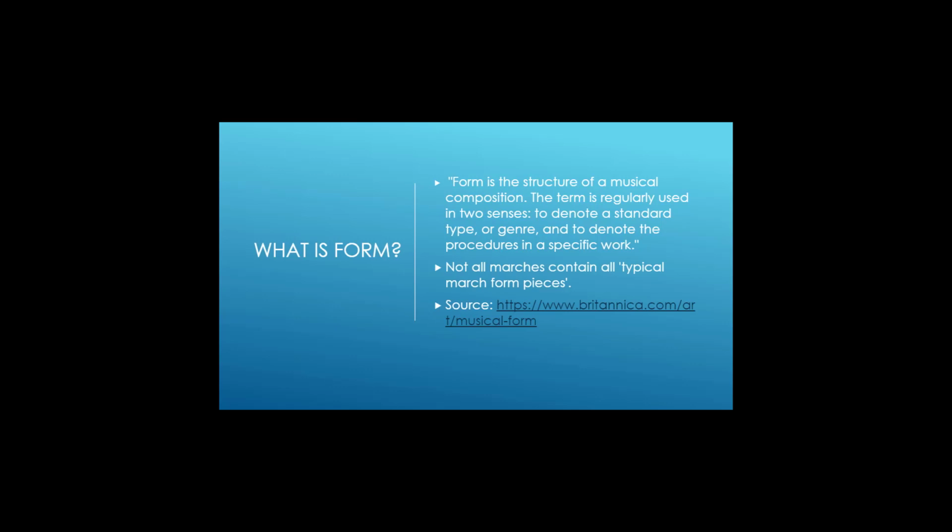So, what is form? Form is the structure of a musical composition. The term is regularly used in two senses, to denote a standard type or genre and to denote the procedures in a specific work. So we're talking about form as it applies to marches. So probably the first definition, standard type or genre. We're also going to be talking about dissecting melodies a little bit, which is what the second part of that definition is referring to. Not all marches contain all typical march form pieces. It's going to be very important for you guys to remember.